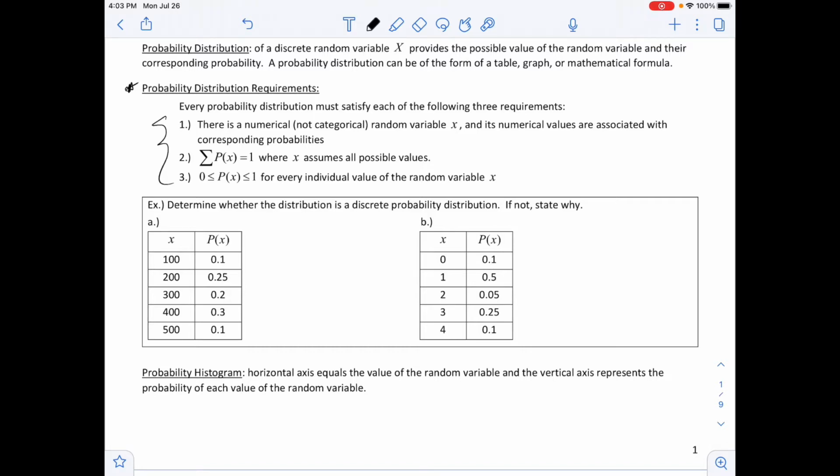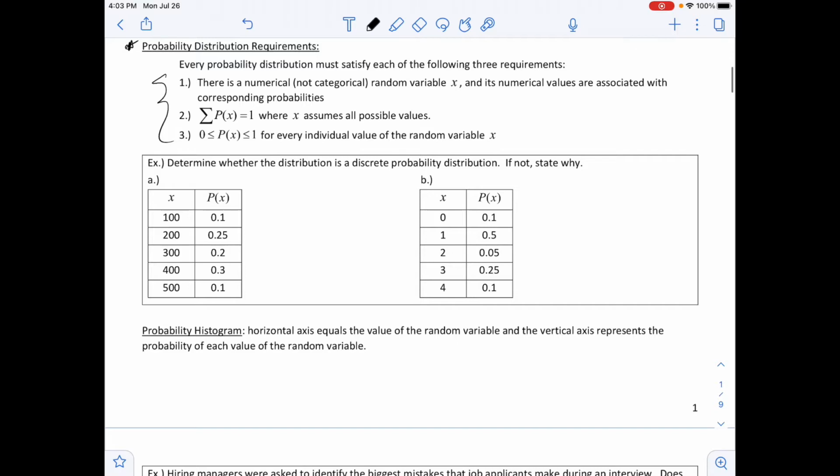The example right below says determine whether the distribution is a discrete probability distribution, and if not, state why. Again, in order to be a probability distribution, it must satisfy those 3 requirements stated right up above. So the first one, part A, we know that x is a numerical random variable. So first thing is x is numerical.